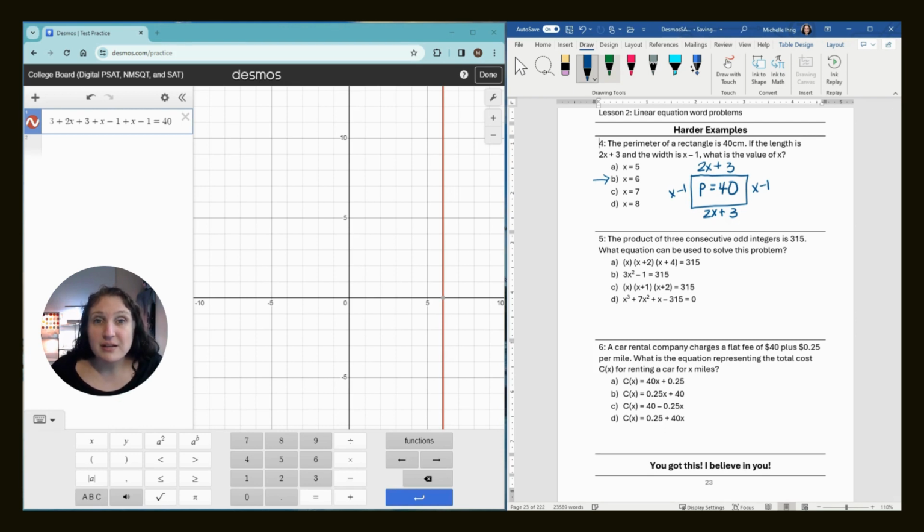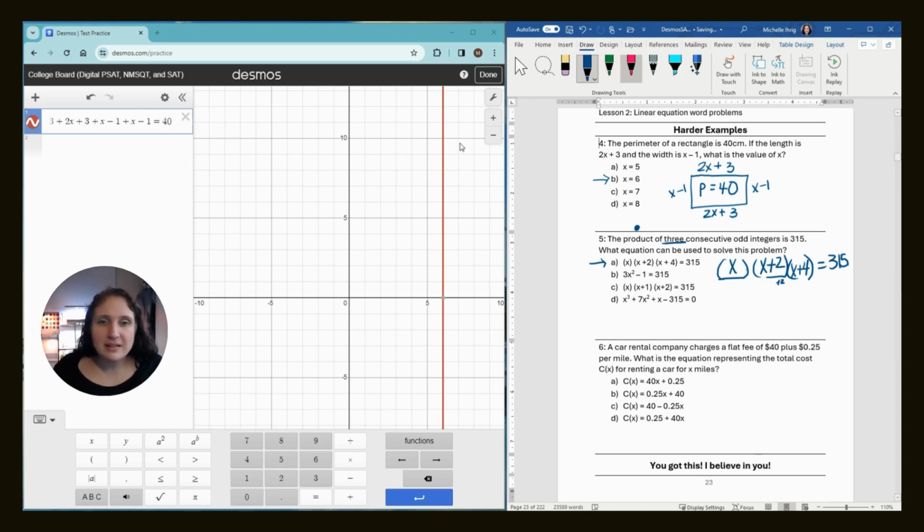The product of 3 consecutive odd integers is 315. Product we know means multiply. We have 3 numbers, so I'm going to multiply 3 numbers together. And I know it's going to equal 315. So remember from the other video, I told you consecutive means add 1, but this says consecutive odd. So I'm adding 2. So I've got x plus 2, and then if I add 2 more to this, altogether I would have x plus 4. So my correct answer is the first one.